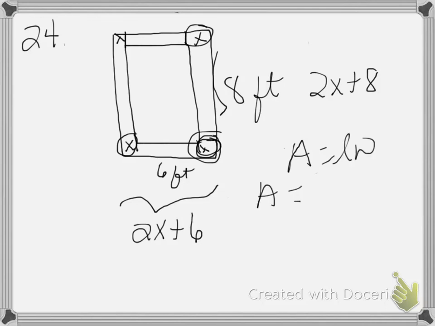So that is 2x plus 6 times 2x plus 8, and then you would have to do the FOIL method.